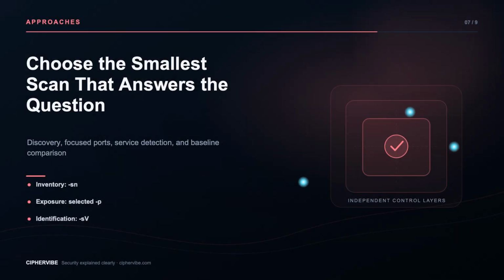Use host discovery when the goal is an authorized asset inventory. Use a focused port list when validating a firewall change or known service. Use service detection when a reachable port needs identification. Use repeatable output when comparing a baseline before and after a change.